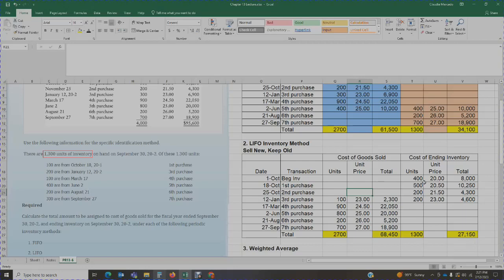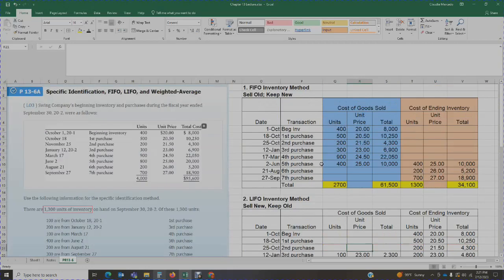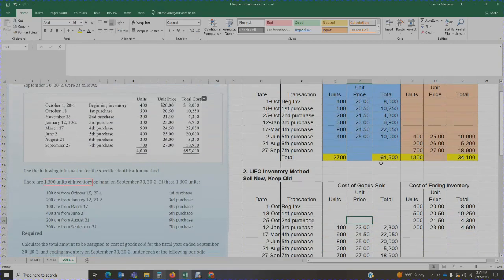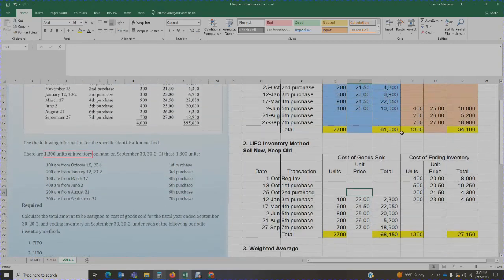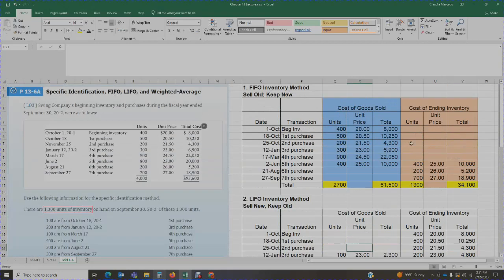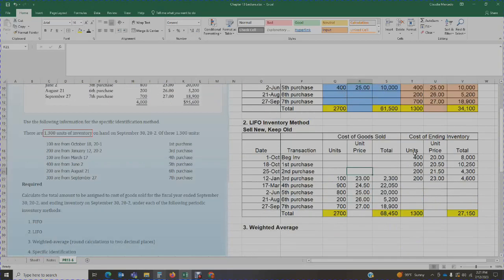Okay, so if you compare, the FIFO method will give you a smaller cost of goods sold and a higher cost of ending inventory. So these are the two methods. On FIFO, we kept the new and we sold the old. Under LIFO, we kept the old and we sold the new.